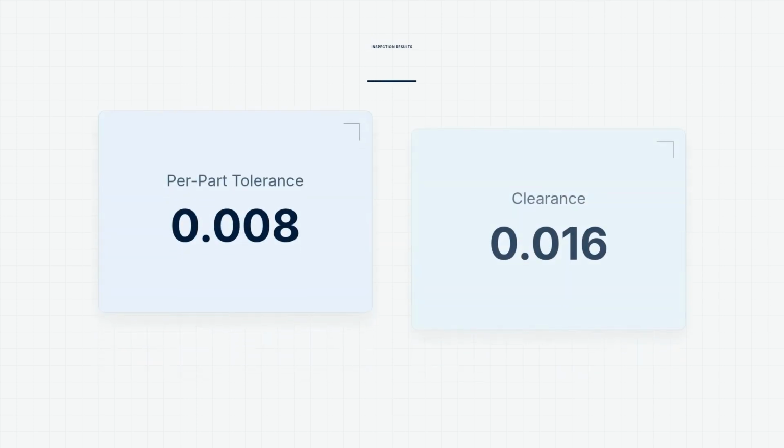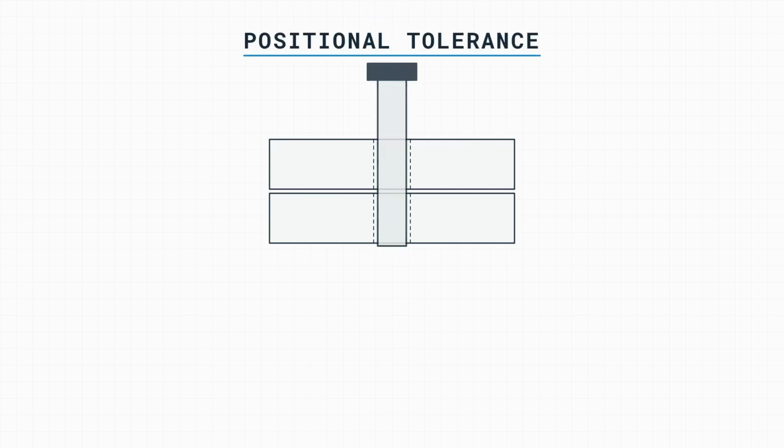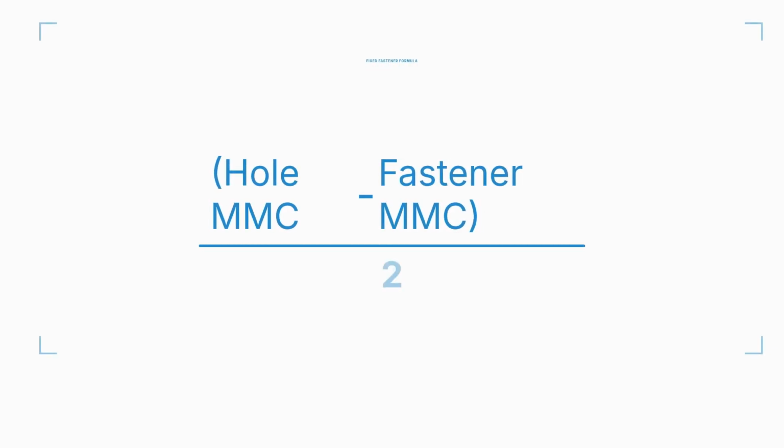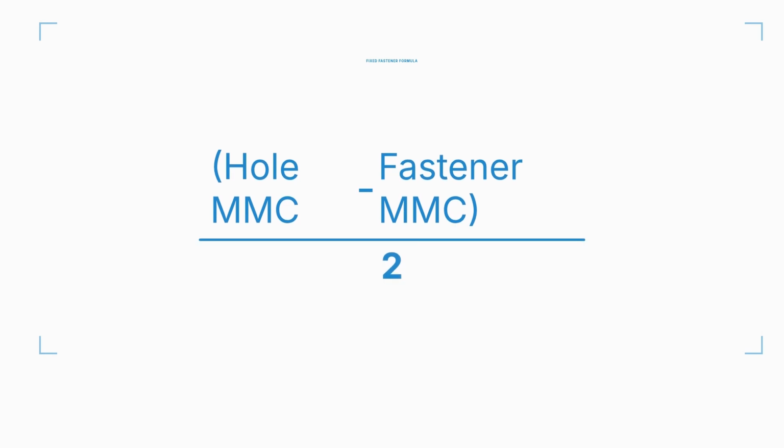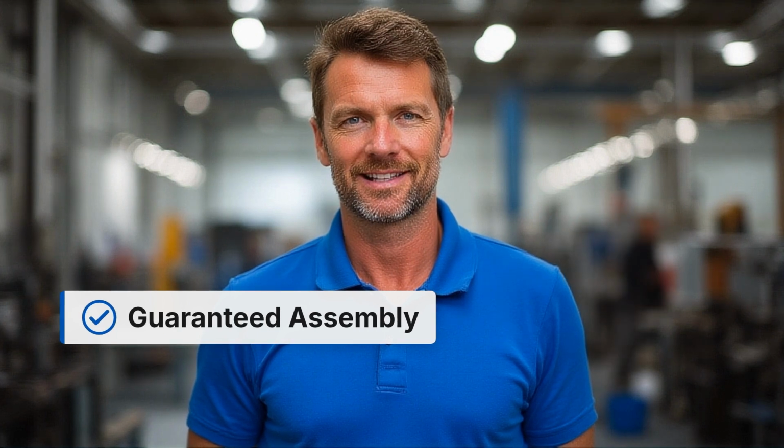The calculator determines the position tolerance available for each part in your assembly. This tolerance represents the maximum allowable deviation from true position that can be distributed between mating parts. The calculation follows the fixed fastener formula, taking the difference between your hole and fastener diameters and dividing it appropriately. This ensures your parts will assemble properly even at worst-case conditions.